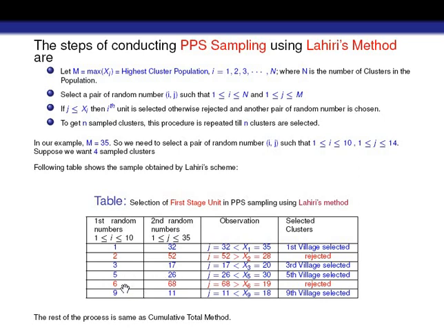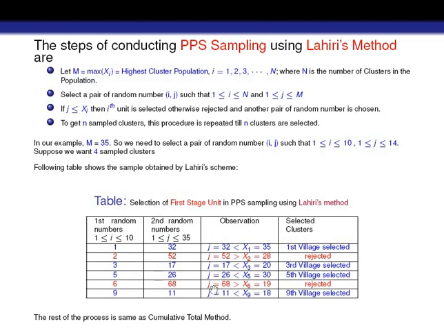Now we get 6 and 68. When you get 6, we have to see the cluster size for this cluster. We can see that the cluster size for cluster 6 is equal to 19, so it is rejected. We continue this process up to the desired sampled cluster. As soon as we get the desired sample cluster, we stop the process.